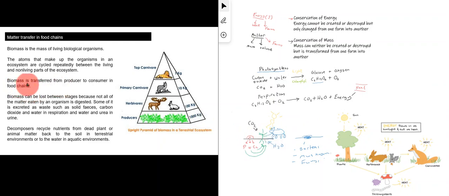So biomass is transferred from producer to consumer in food chains. We talked about these food chains, and biomass is being transferred from producers to consumers in food chains. Biomass can be lost between stages because not all of the matter eaten by an organism is digested. Some of it is excreted as waste, such as solid feces, carbon dioxide and water in respiration, and water and urea in urine.